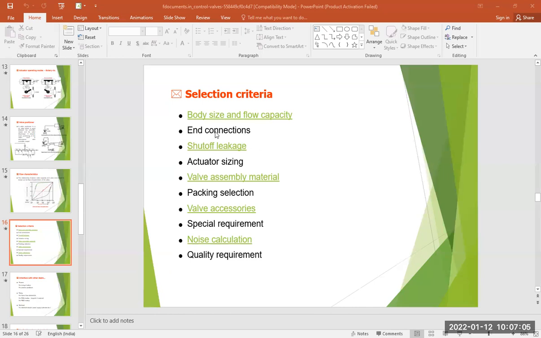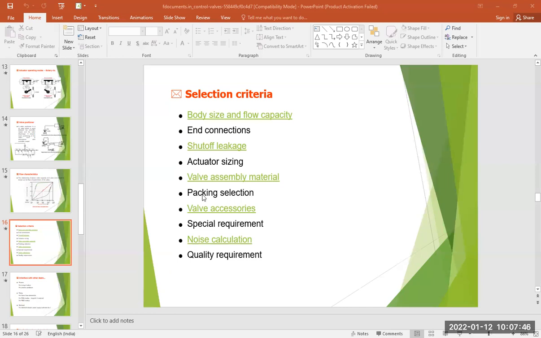And then also end connections. Then number 3, you have to follow the startup leakage. That means for a particular application, you have to use one definite type of control valve which is perfectly leakage proof. That is the startup leakage. And according to the selection criteria, that is actuator sizing, we have to select the different types of control valve. Then number 5, valve assembly material. Which type of material we have to use for the valve assembly.